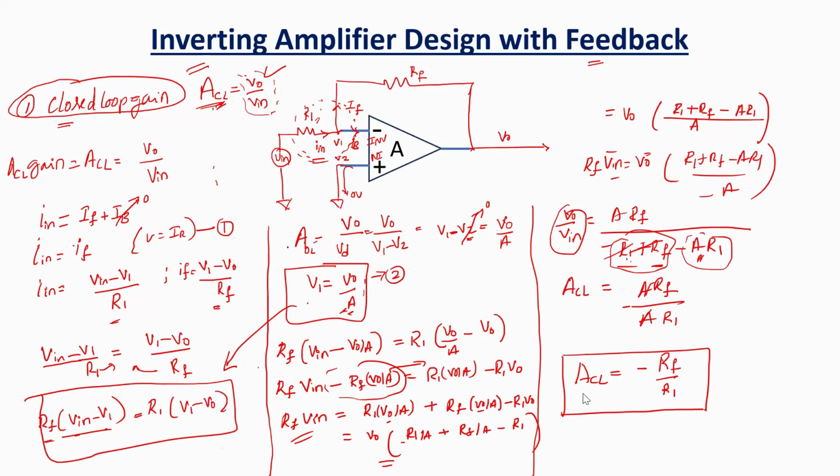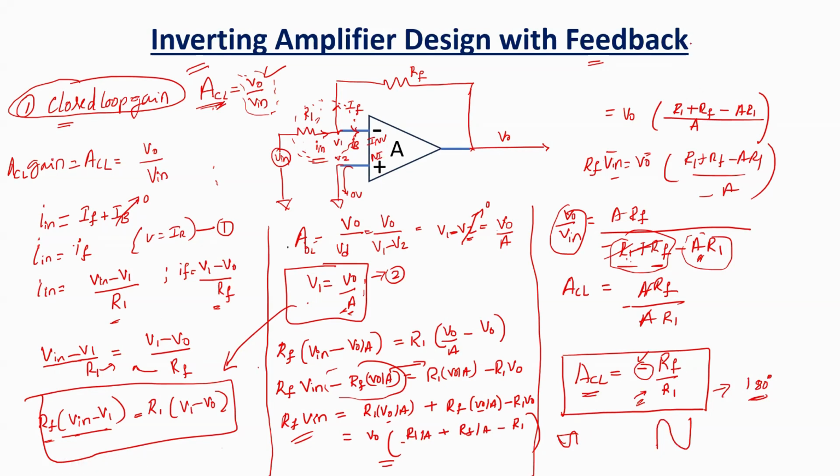You can see this ACL is minus of RF divided by R1. What does this minus symbol indicate? This indicates the phase reversal of the input. What do you mean by that? If the input is of this form, the output will be an amplified version of this, but the phase has been inverted. Inverted by how many degrees? By 180 degrees. That is why this particular symbol is very necessary for the inverting amplifier.